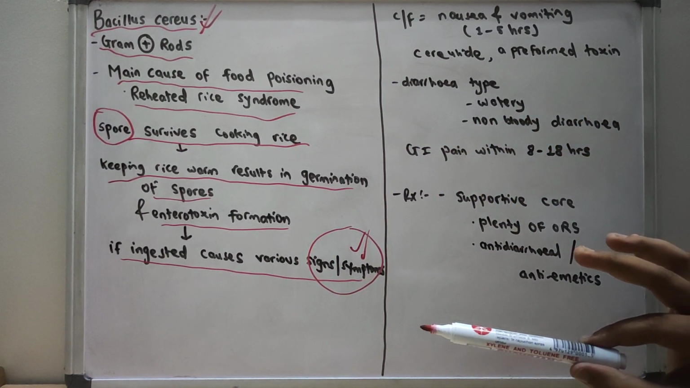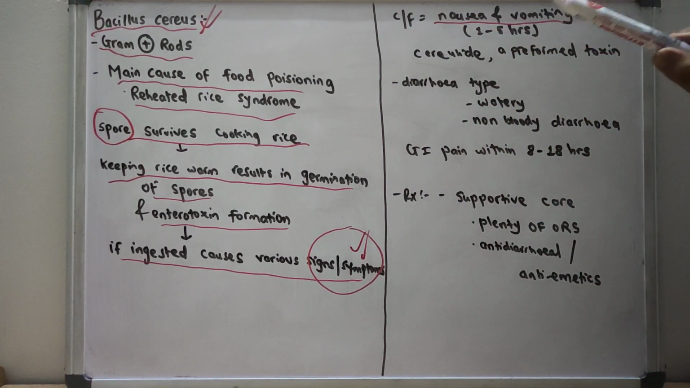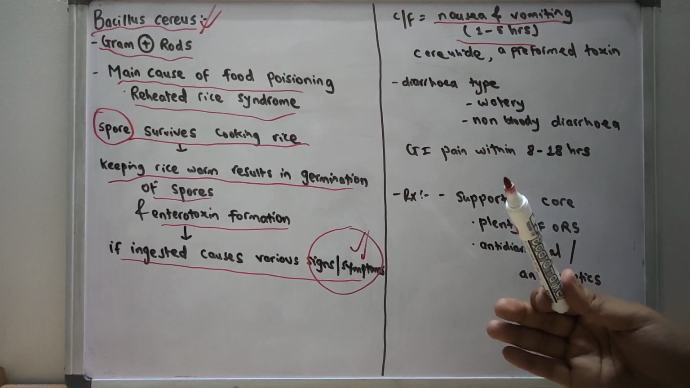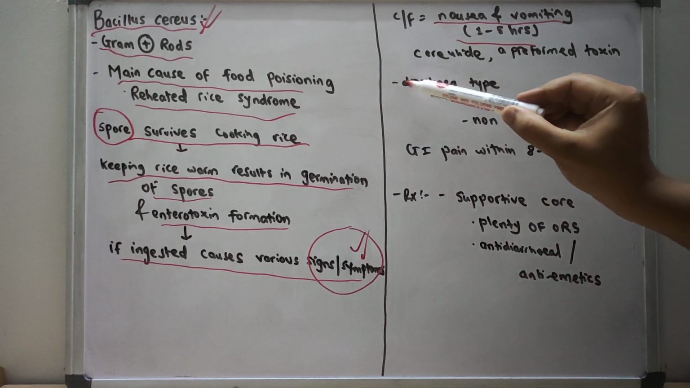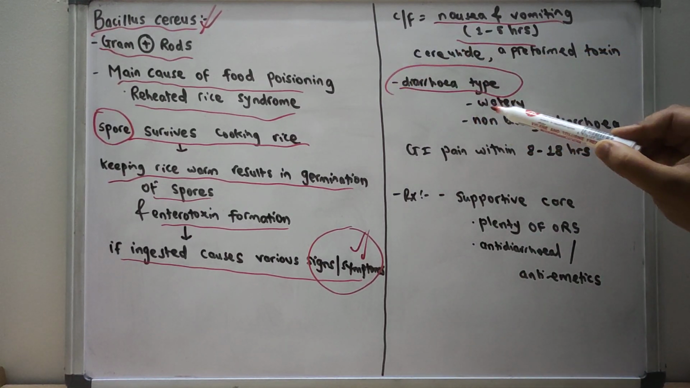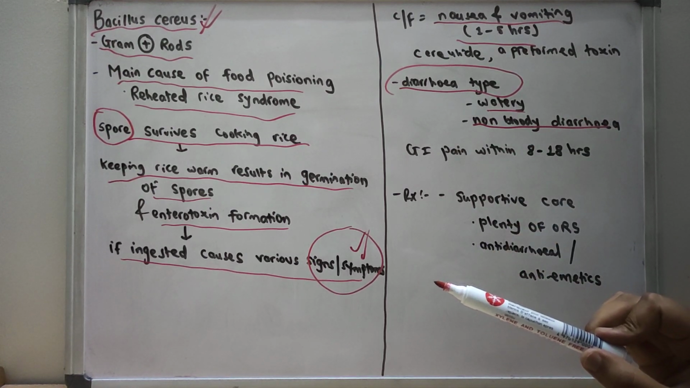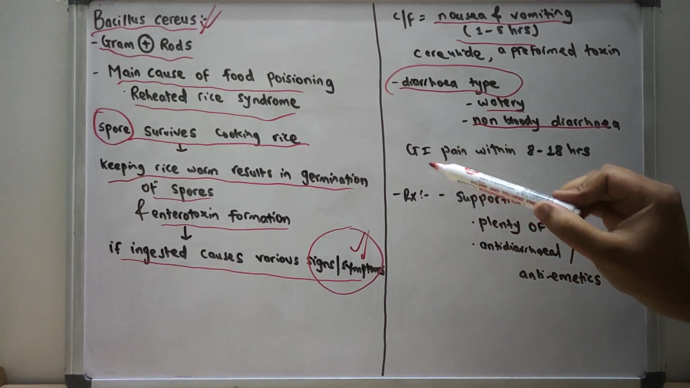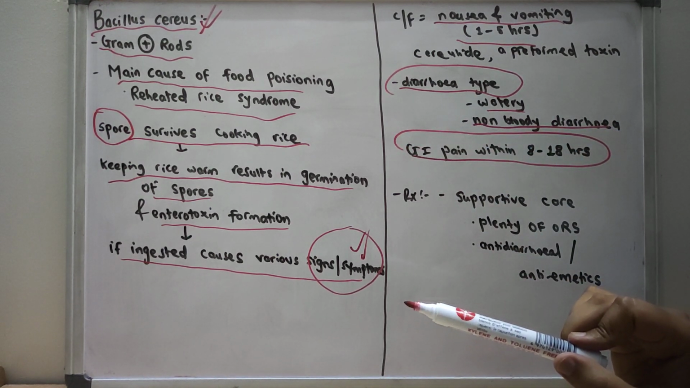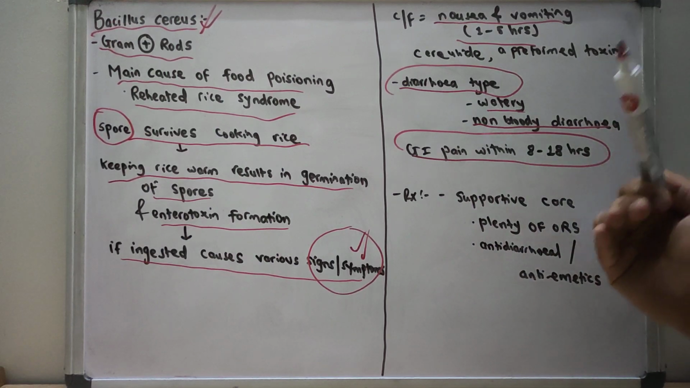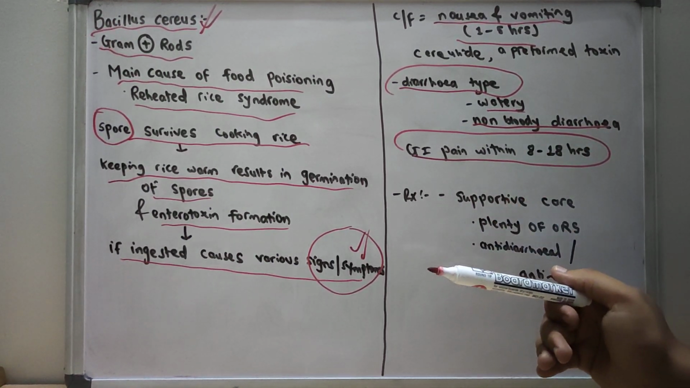The main clinical features of the reheated rice syndrome are nausea and vomiting that occur within 1 to 5 hours of ingestion of the spores. Diarrhea also occurs. The diarrhea is watery and non-bloody. The GI pain occurs within 8 to 18 hours. So these are the various signs and symptoms of Bacillus cereus reheated rice syndrome.